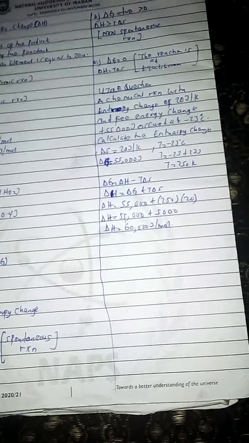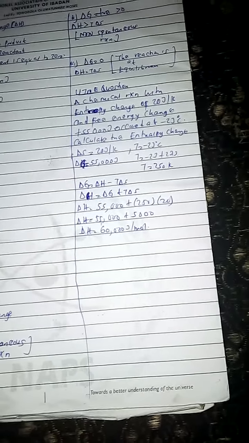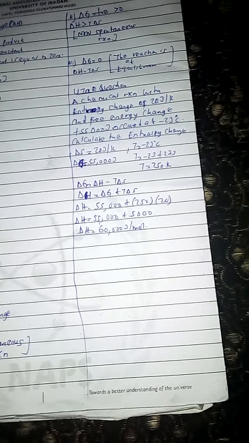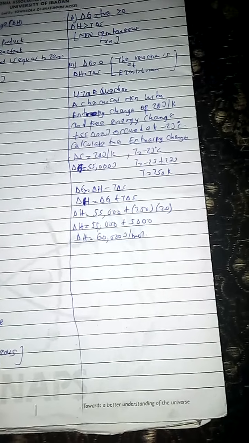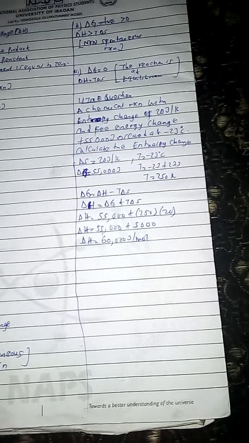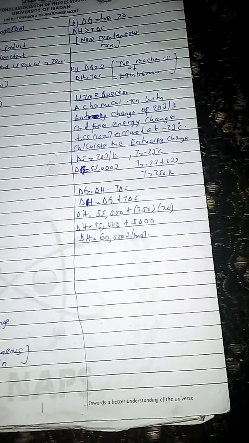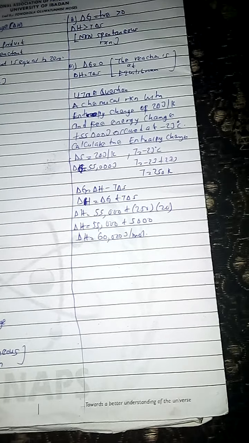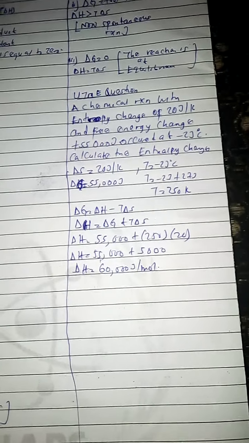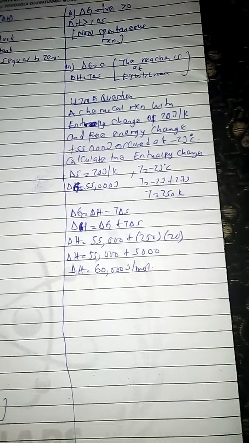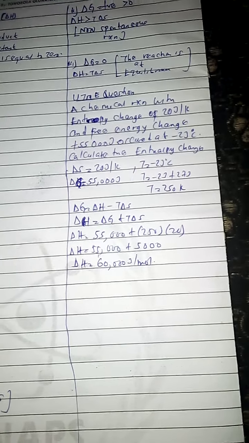The second condition, when the Gibbs free energy is positive. When the Gibbs free energy is positive, or greater than 0, that implies that the enthalpy change is greater than T change in entropy, and that type of reaction is called a non-spontaneous reaction. And the third condition is when the Gibbs free energy is equal to 0, that implies that the enthalpy change is equal to T change in entropy, and the reaction is at equilibrium.